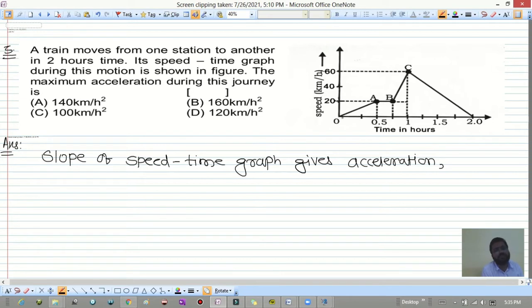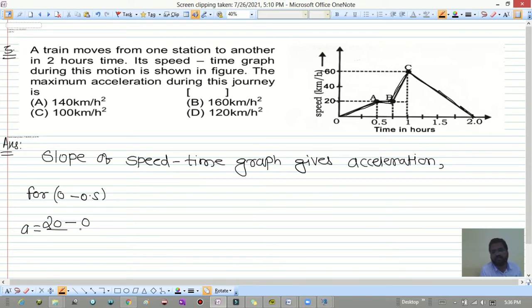So if you take the slope for this, and for this, we'll get the acceleration at each and every point. So for 0 to 0.5 hours, what is the acceleration? Acceleration we have is 20 final velocity minus 0 initial velocity divided by 0.5 minus 0. So we'll get 40 kilometer per hour squared.